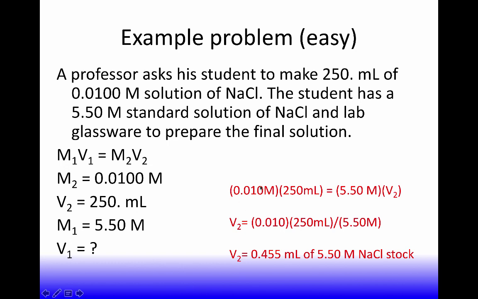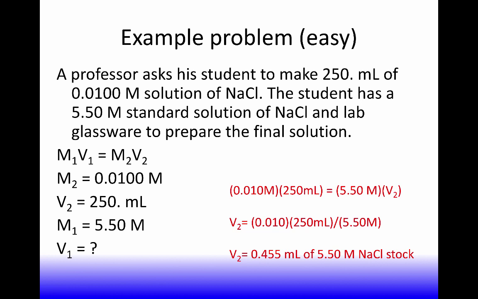Okay, so M1 times V1 equals M2 times V2. So you can see we're going to have to divide both sides by 5.50 molar to solve for V1. So when we divide both sides by that, it drops out, so V1 is alone. And on the other side, you end up with 0.455 milliliters of that 5.5 molar standard solution of sodium chloride. So that's how much of that solution we need to add into this final volume of 250 mils to make our 0.01 molar solution of sodium chloride.